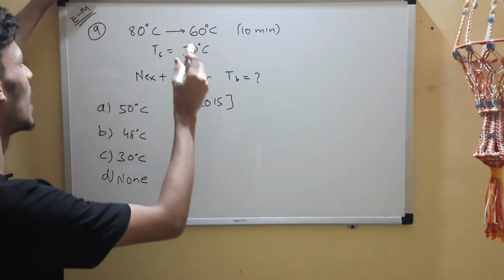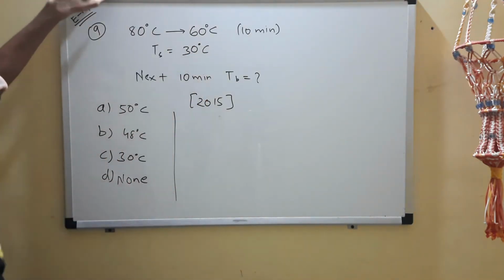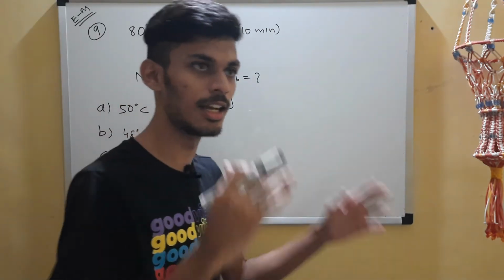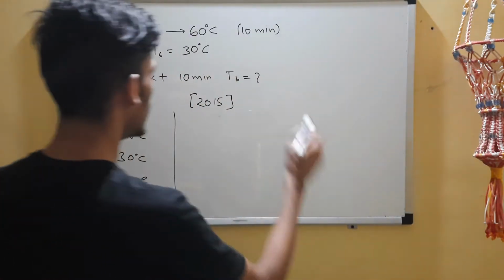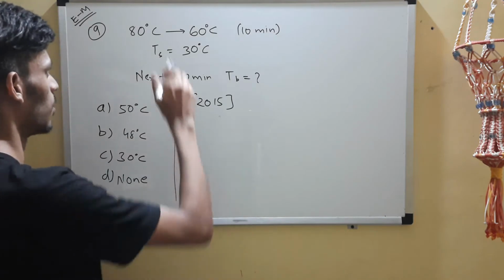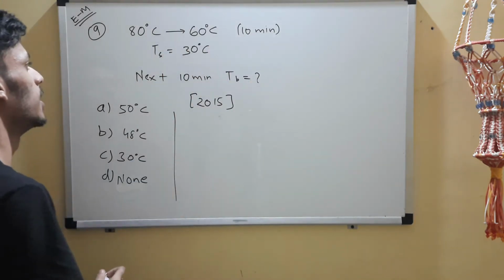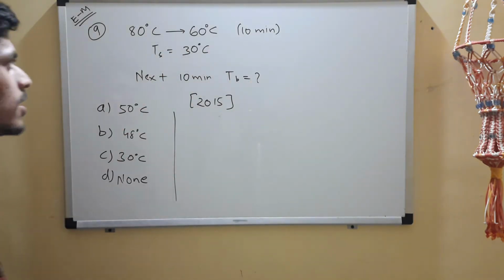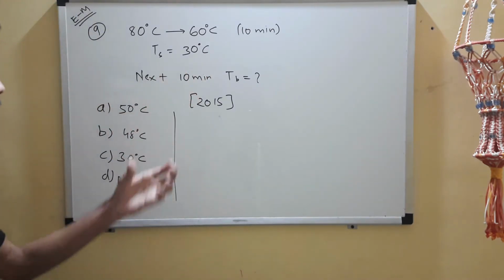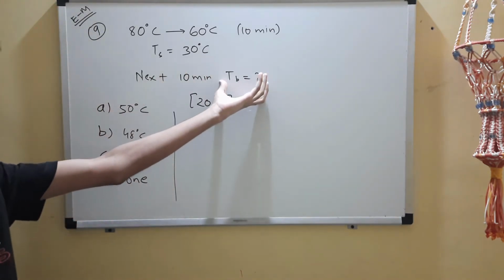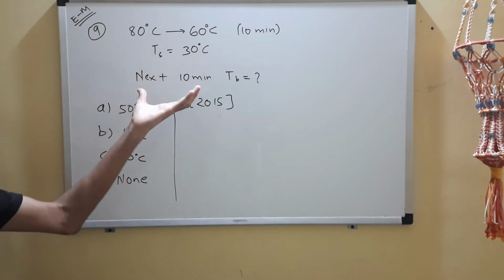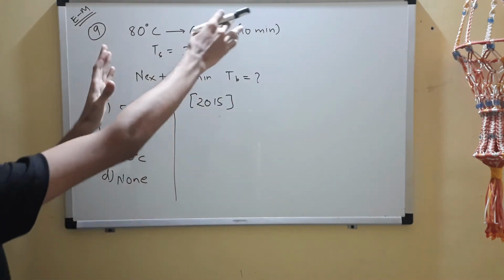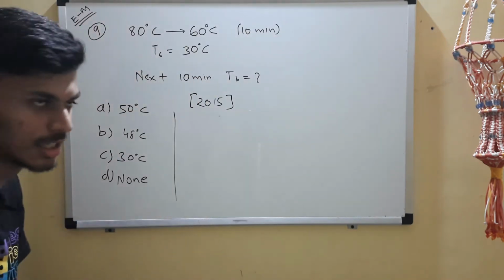So in this question, we have a body initially at a temperature of 80 degrees Celsius. It cools down to 60 degrees Celsius. It takes 10 minutes for that, okay? From 80 to 60, it takes 10 minutes. The temperature of the surrounding is given as 30 degrees Celsius. You are supposed to find the temperature of the body in the next 10 minutes, the 10 minutes after this, or 20 minutes from the initial condition.